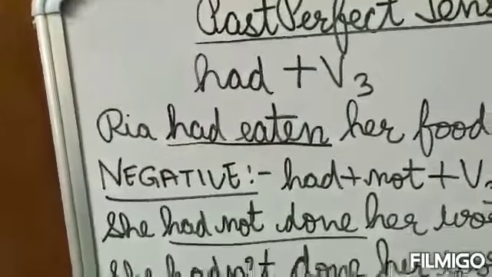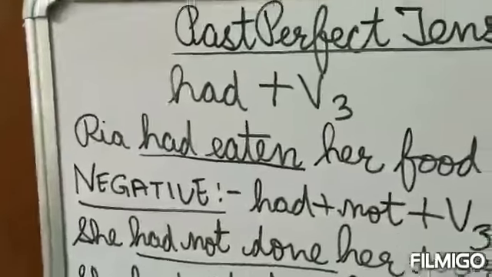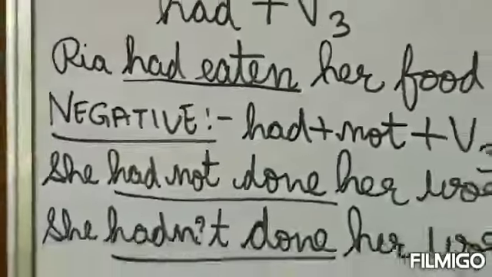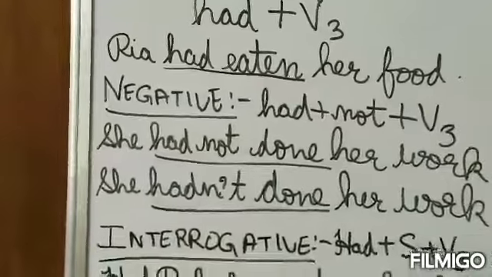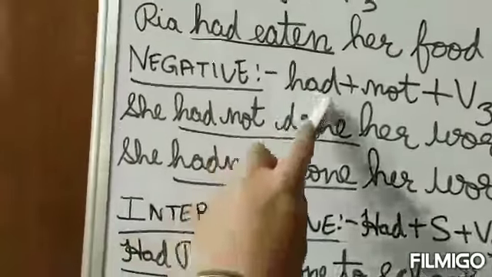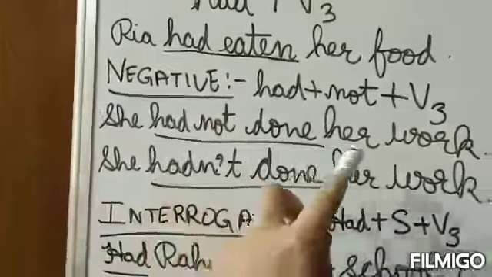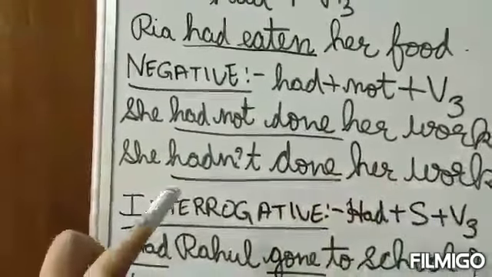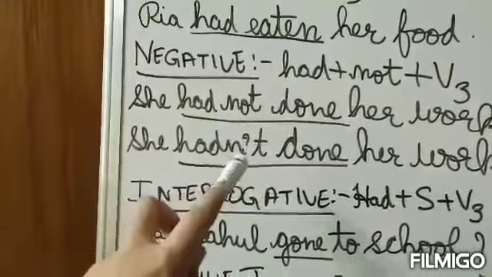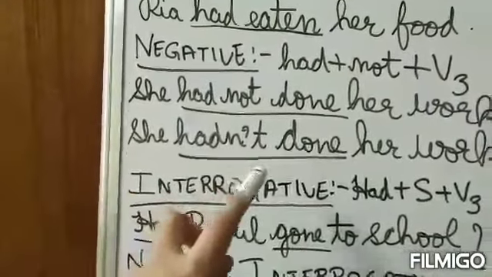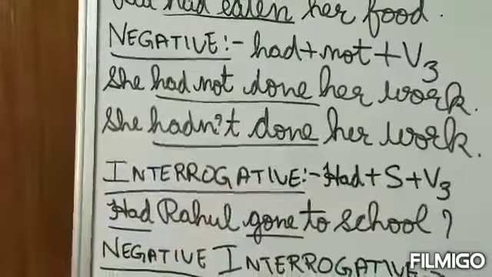Eat, ate, eaten. Then how to write negative sentences in past perfect tense? Had not plus third form of the verb. She had not done her work, or you can even write the short form of had not, hadn't. She hadn't done her work.